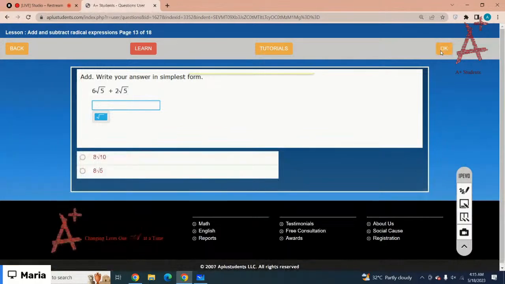Next one is 6 square root 5 plus 2 square root 5. So which is the correct option? You can have square root 5 common. You are left with then 6 plus 2. So 6 plus 2 makes 8. So that would be 8 square root 5. The correct option is the second one.